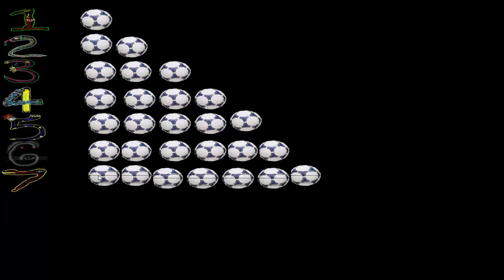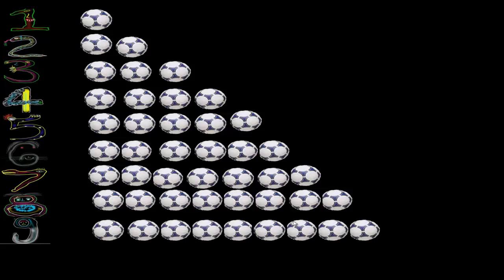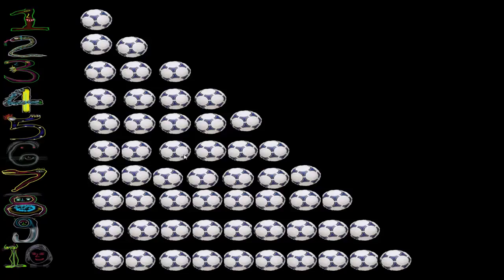And for six balls, 1, 2, 3, 4, 5, 6, right? We write 6. And then for 7 balls, see, 1, 2, 3, 4, 5, 6, 7, right? And now see, 1, 2, 3, 4, 5, 6, 7, 8. There are 8 balls, and we represent 8 like this, okay? Now there are 9, right? And then 10.